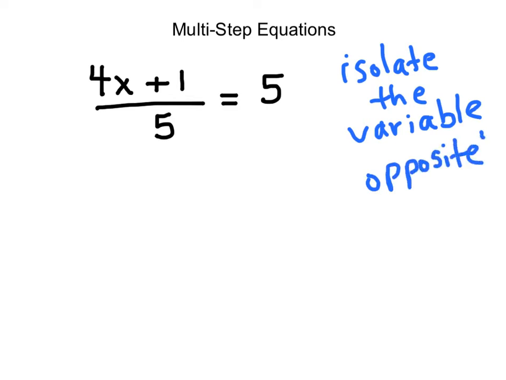two operations being done. So if I identify my variable x, what's being done to x is it's being multiplied by 4, then 1 is being added to it, and then this fraction bar means divide. After 4 is multiplied and 1 is added, then it's divided by 5. So we're going to undo those operations in reverse order. So the first thing I need to do is to multiply both sides by 5 to undo the division.